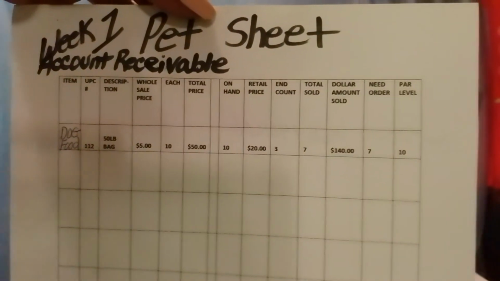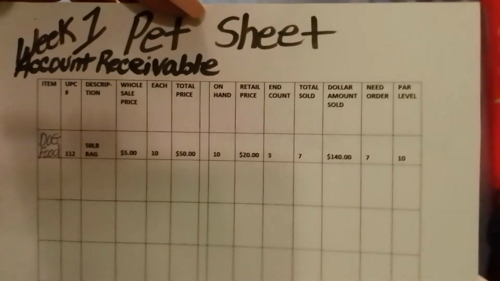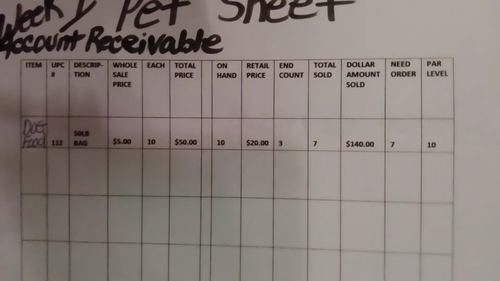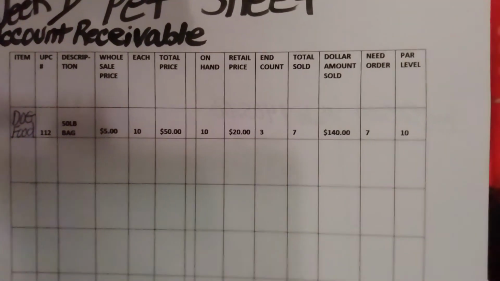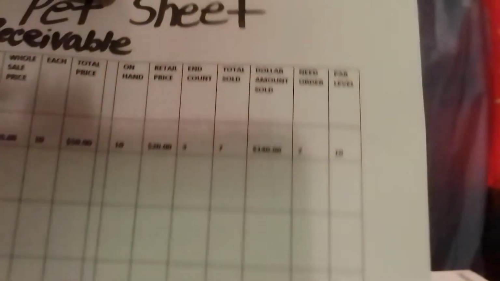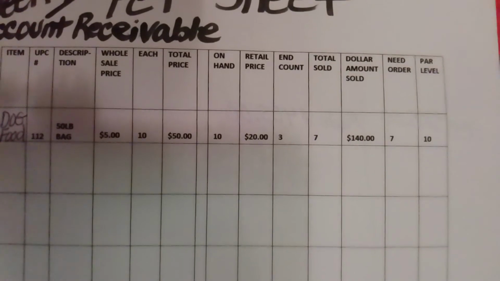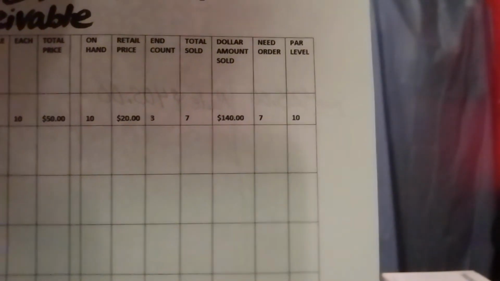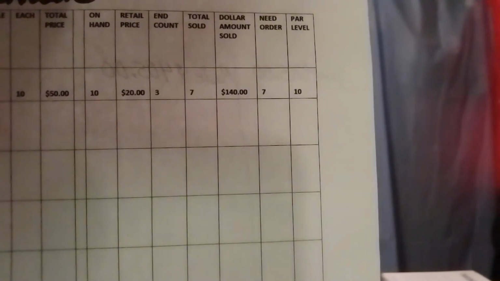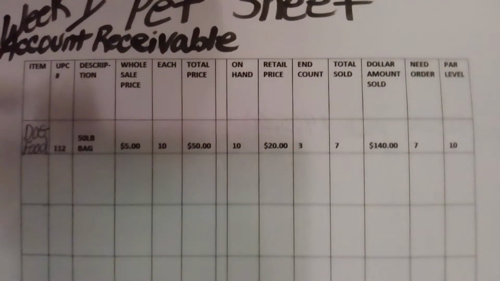And then you had 10 of them. Your retail price, we selling dog food at $20. Okay? And then the end count, when we counted inventory, we wind up having 3 left. So that means we sold 7. And if we sold 7, our dollar amount sold is $140. That's because we sell dog food at $20 and we sold 7. So $140. And that means if we sold 7, you need to order 7. And that's how it goes. Okay?